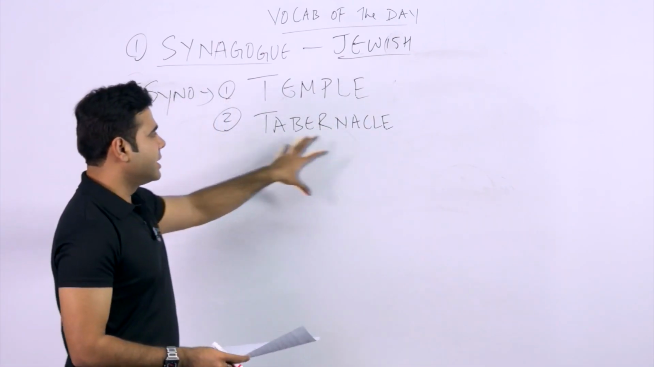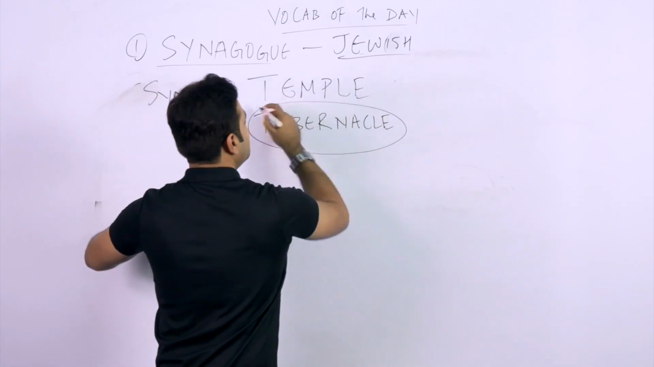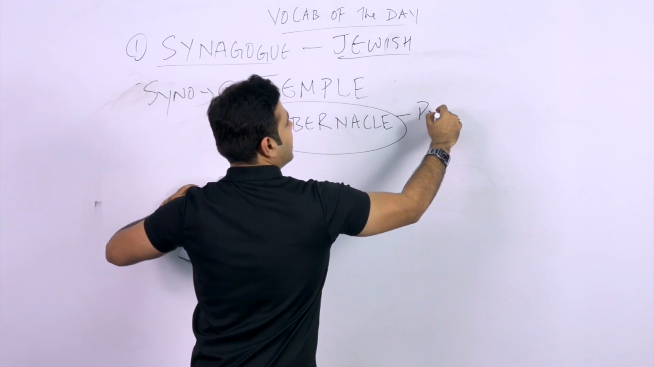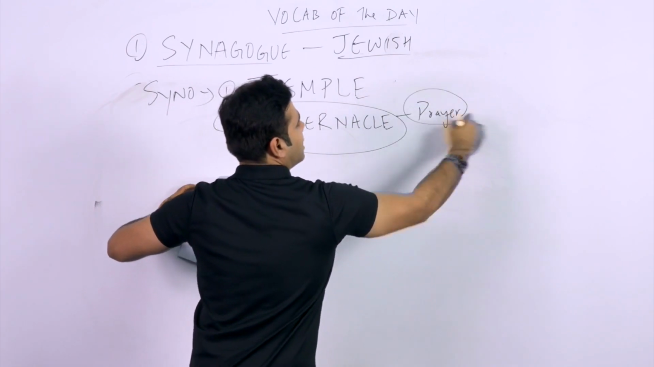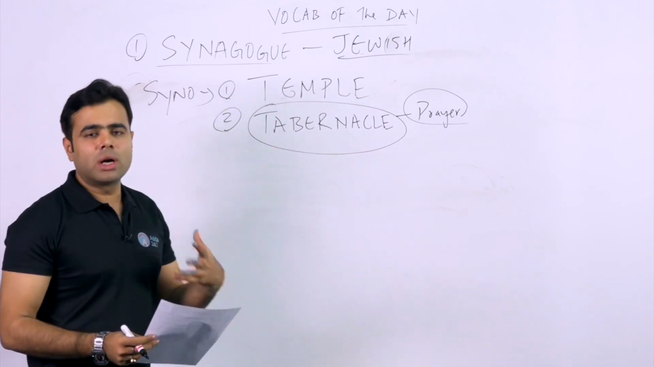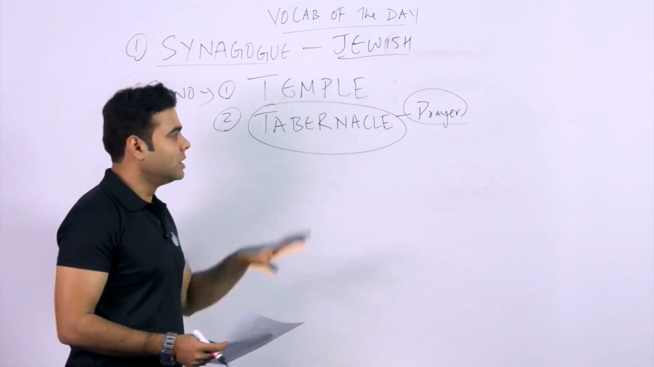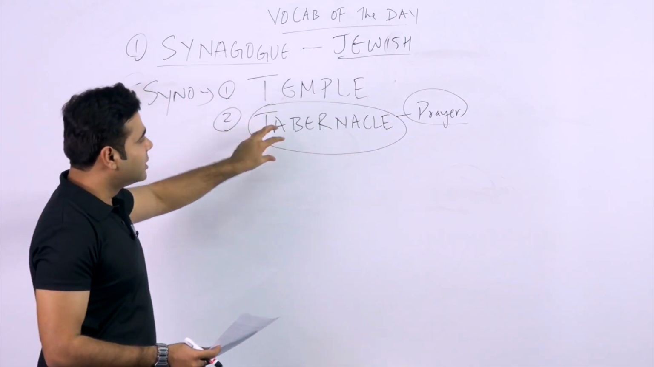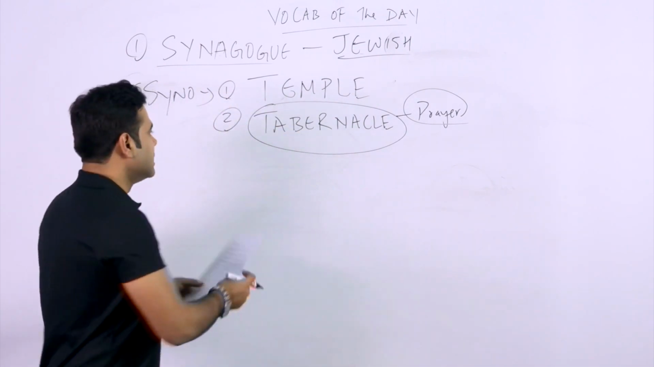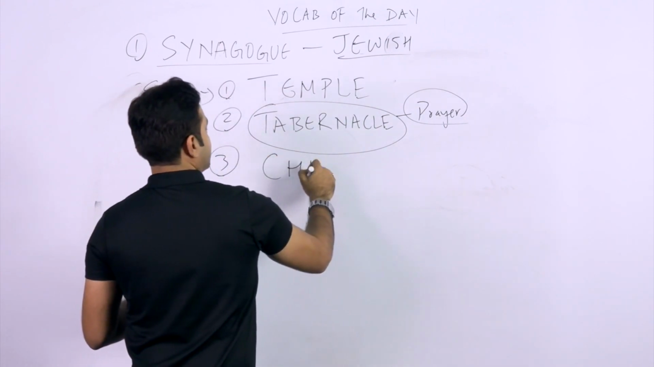Tabernacle. Tabernacle. It's a word which is again used to describe a place where prayers are being offered. Are you getting, students? It's again a word related to a kind of church or a place where prayers are being offered. So even this word is very important. Okay, students. The third word which I have used as a synonym is chapel.